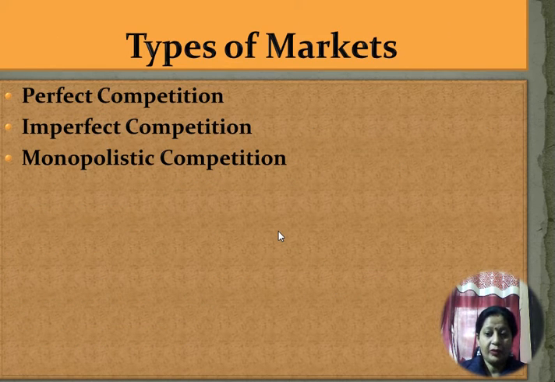Types of market. Now we are going to discuss how many types of market there are. Until now we used to go to the market, buy the commodity and come back. Now when you move to the market, you can easily recognize whether you are purchasing in a perfect competition, imperfect competition or monopolistic competition. So there are three types of markets: perfect, imperfect and monopolistic.